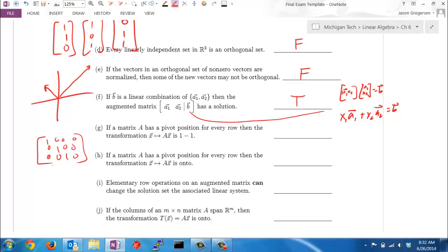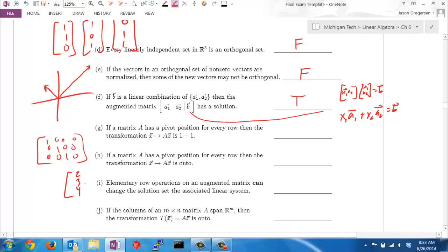Where does b live? Well, it's a linear combination of these things, so it lives in R3. Can I get to all of R3 as a linear combination of these four vectors? I can, because I basically have the standard basis right here. If I want to get to this vector, 2, 3, 4, I just take 2 of these, 3 of these, 4 of those, and I'll get there. So I can get everywhere I want to.